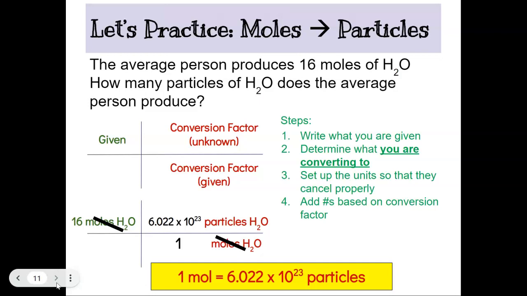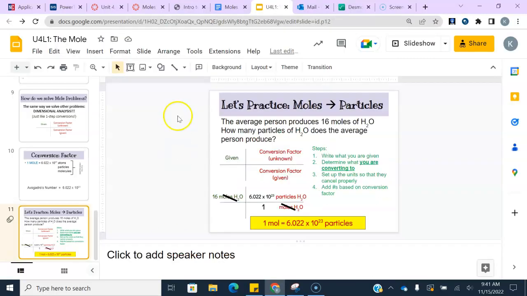Now that you've got the problem set up, you can solve. This is again a fraction problem. The easiest thing to do is to multiply across the top, multiply across the bottom, and then divide. So if we take a look here, I'm going to just do this on a calculator. If we type in 16 times 6.022 times 10 to the 23rd, that will give us our answer, because there's nothing else here and there's only 1 on the bottom, so everything would be divided by 1. Let me exit out of here and find a calculator really quick.